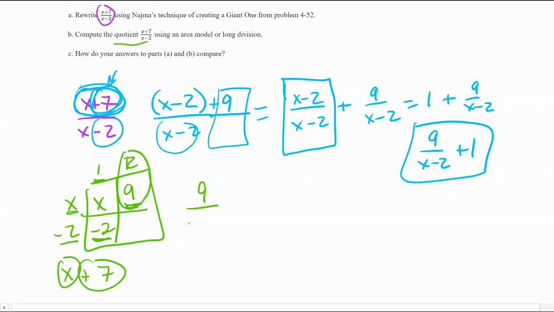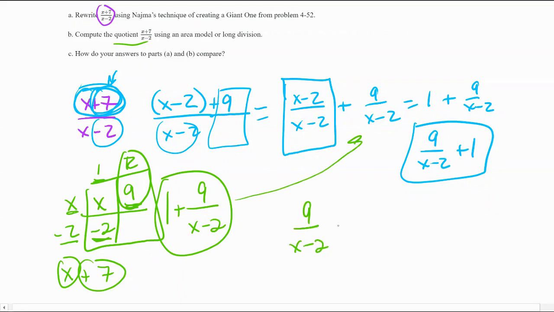So I got 9 over x minus 2, and my constant was 1, which now we're pretty much back to what we got up here. I rewrite it one more time to look familiar, and now it's in our transformation form.